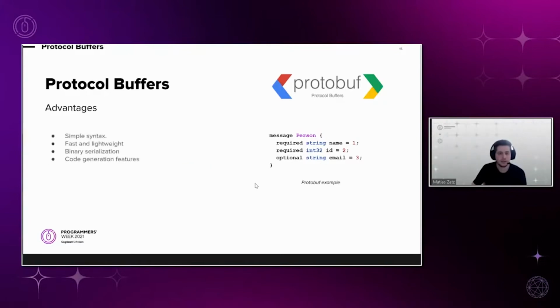Some advantages of protobufs: it's the simple syntax. We're going to dig into this later, but this is the basic syntax. It's fast and lightweight, and it has binary serialization. Okay, this is what makes it so fast. Because this message you will have in Protobuf will serialize into binary data. And then it will generate code for you. That's one of the major advantages when developing gRPC solutions.